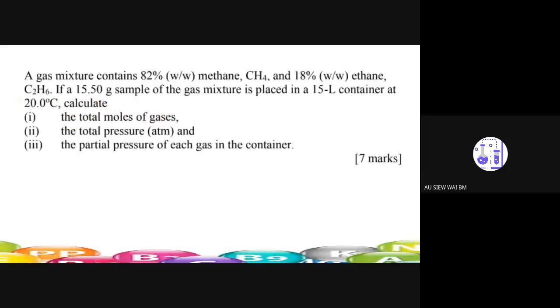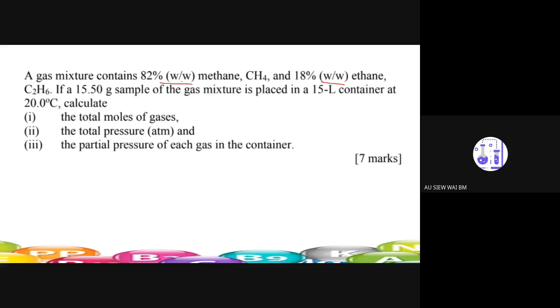Next, so this one is another practice question. A gas mixture contains 82% w/w. Looks familiar, this one, what is this? And this one is what you learned in the first chapter, percentage by mass.